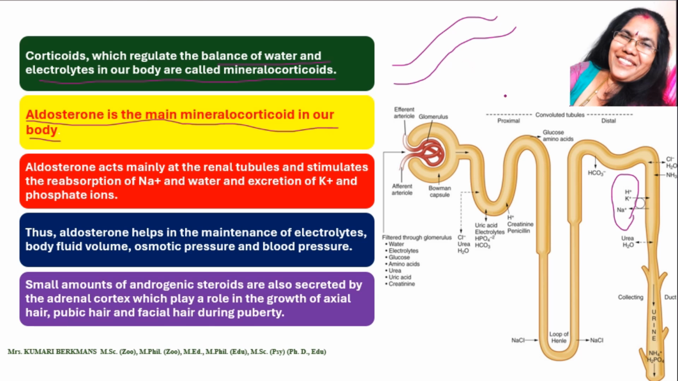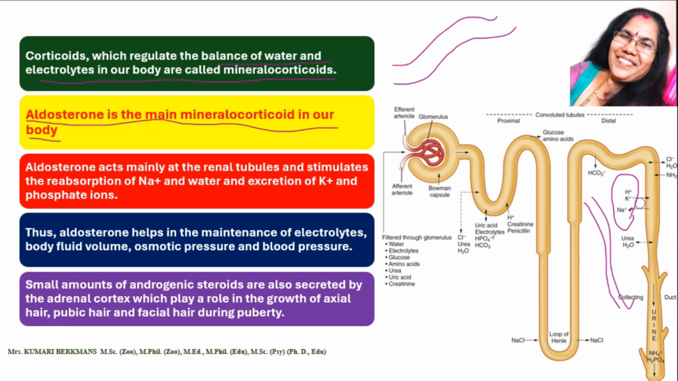A small amount of aldosterone is secreted by the adrenal cortex, which plays a role in the growth of axillary hair, pubic hair and facial hair during puberty. So what are the functions of aldosterone? It is a mineralocorticoid. It maintains the electrolytes in our body by reabsorbing sodium and potassium ions from the renal tubule, and it is supplying them to the arteries, the blood capillaries.